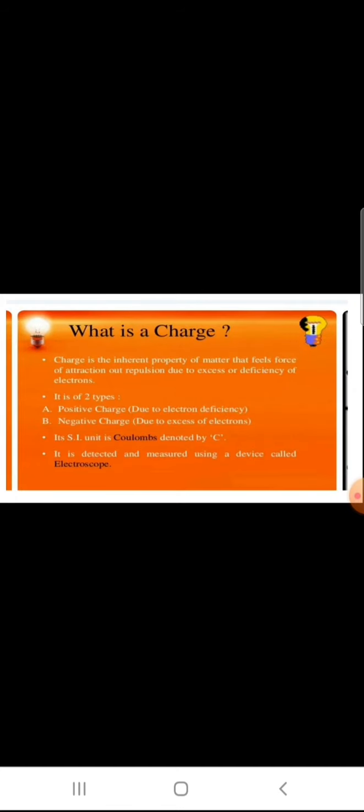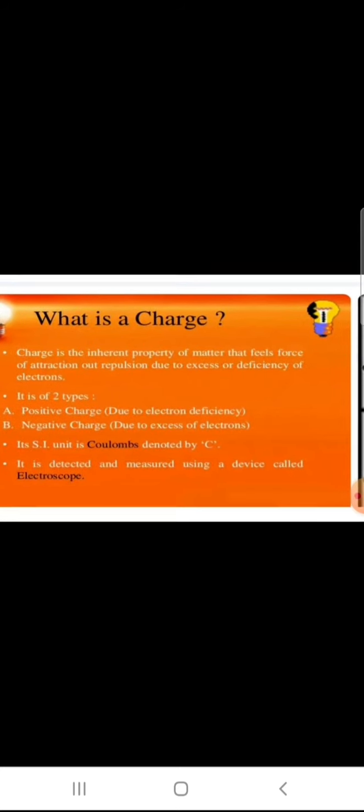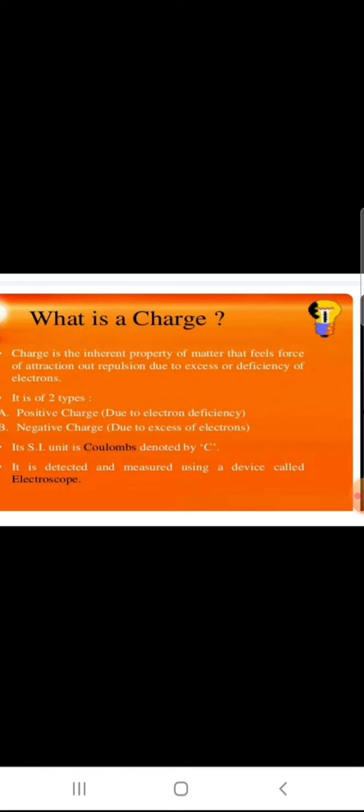Next, what is a charge? Charge is an inherent property of matter that experiences a force of attraction or repulsion, due to an excess or deficiency of electrons. There are two types: positive charge and negative charge. Positive charge is due to a deficiency of electrons and negative charge is due to an excess of electrons. The SI unit of charge is the coulomb, denoted by C. It is detected and measured using a device called an electroscope.